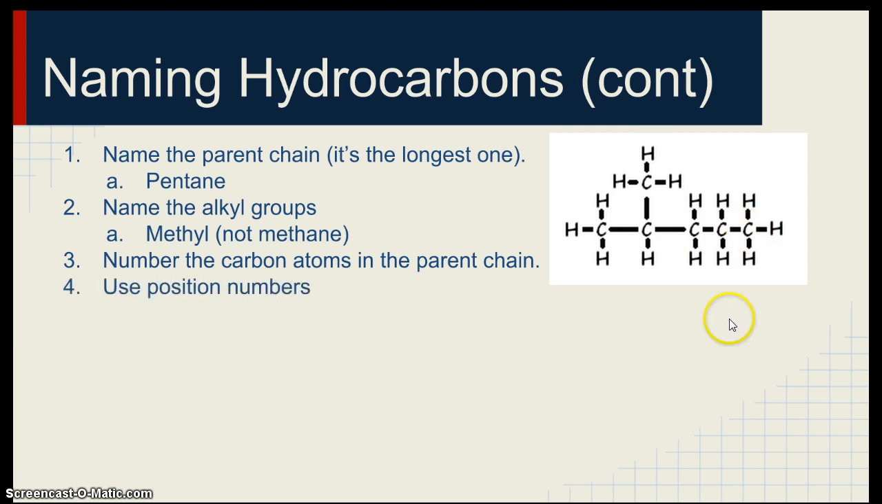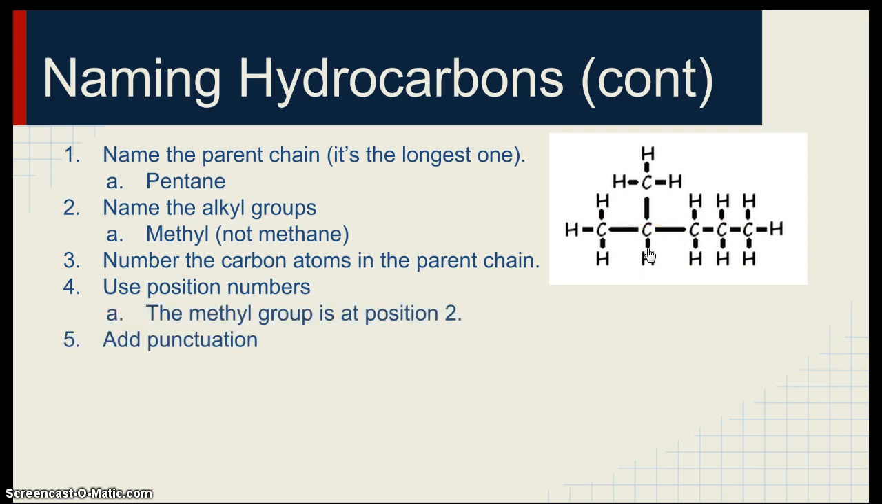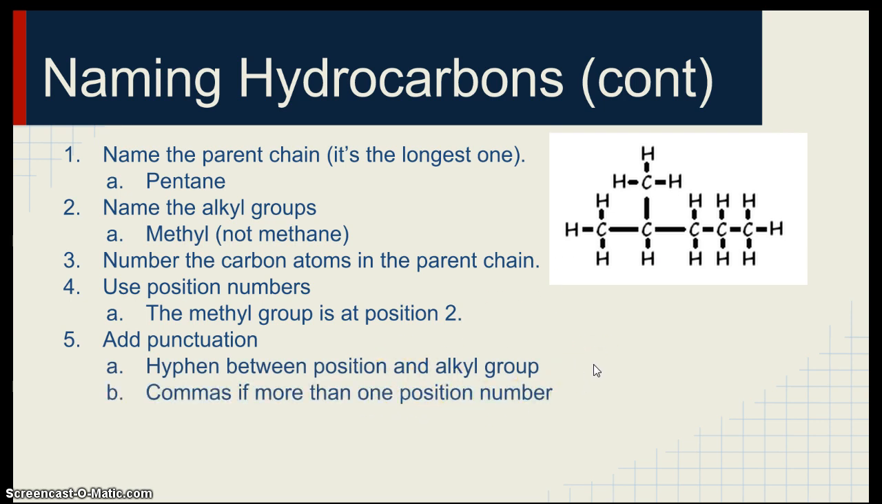Now we'll use the position numbers. Which carbon is this methyl attached to? That's carbon 1, 2, 3, 4, 5. So carbon 2. Methyl group is at position 2. And then we'll add in some punctuation. Put a hyphen between the position and the alkyl group, commas if there is more than one position number. What if we had another methyl right here? So this becomes 2-methyl, I forgot the L right there, there should be an L, 2-methylpentane. 2-methylpentane. We will practice this more in class, don't worry about it.